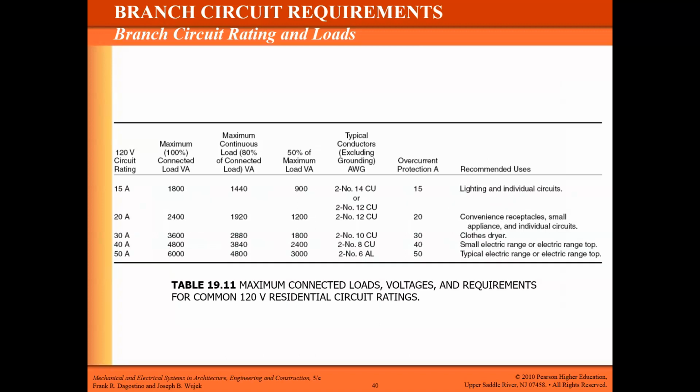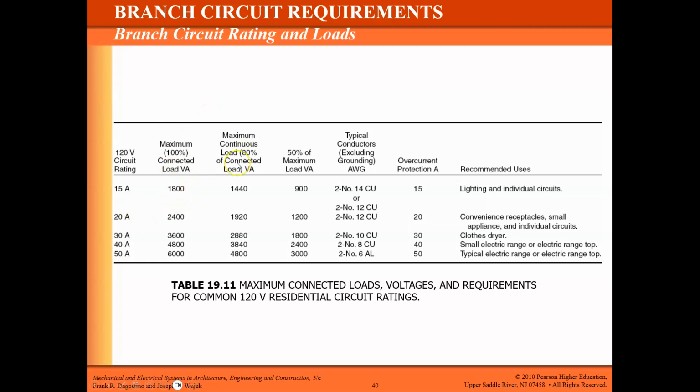Table 19-11 shows us the maximum connected loads, voltages, and requirements for a common 120 volt residential circuit. And this table is pointing out the circuit protection, the overload protection listed on the left here. You can see that the overcurrent protection corresponds with that amperage rating. But this is breaking down the maximum 100% connected load in volt amps or watts.